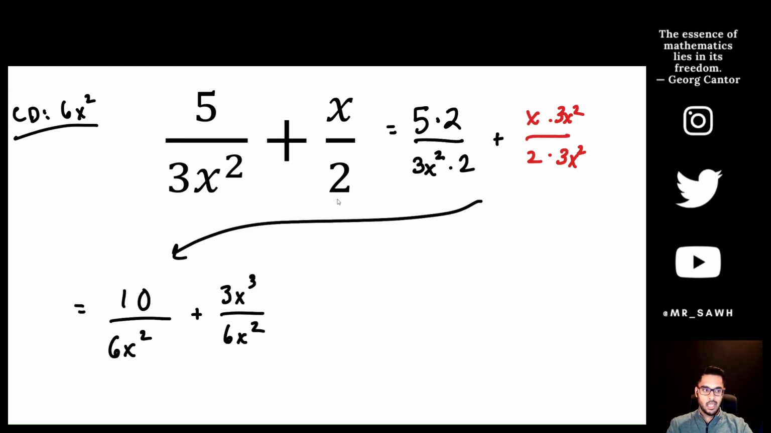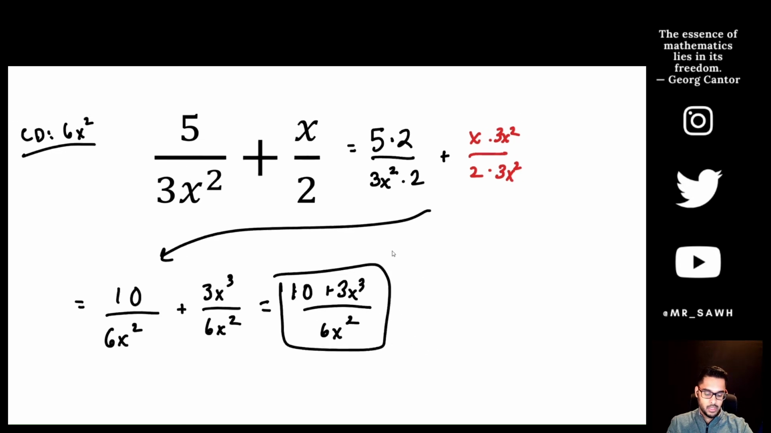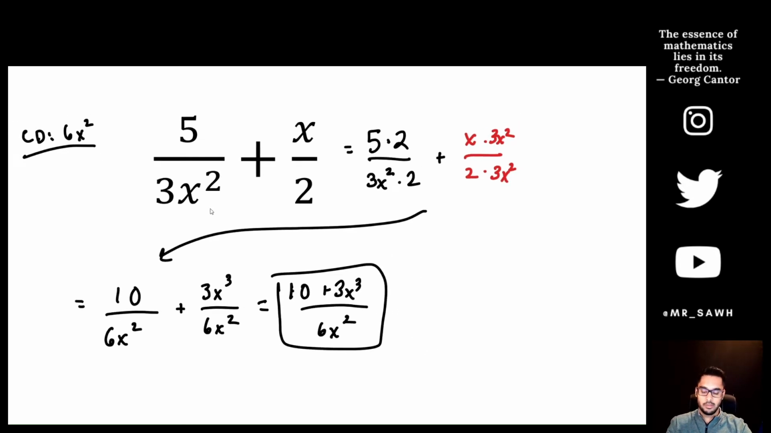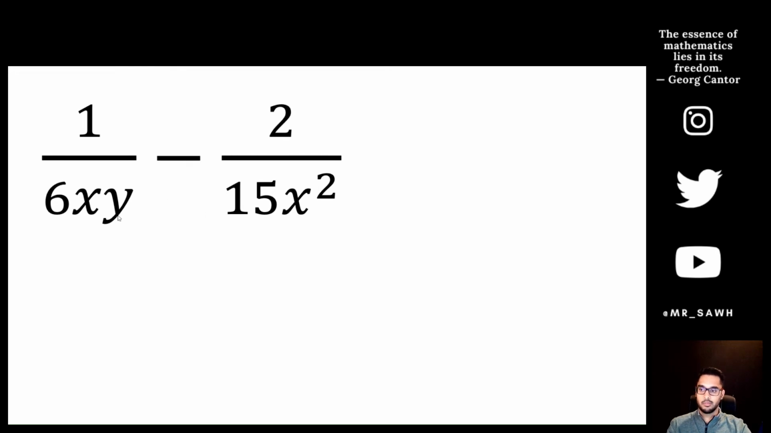Again, the goal was the same, to make the denominators the same thing in order to actually combine and add these fractions. So I'm going to end up with (10 plus 3x cubed) over 6x squared as my final result. Common denominator of 6x squared. All the other rules are still true. I just have to find that denominator using variables. And again, you can try this with multiple variables as well.